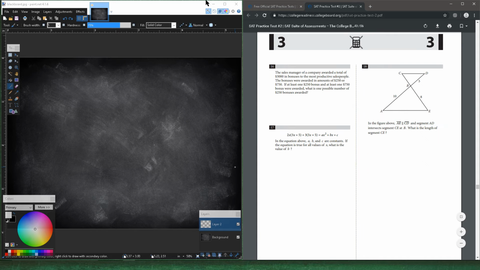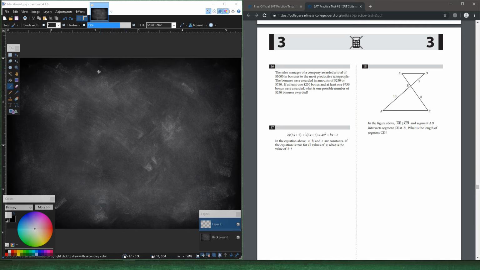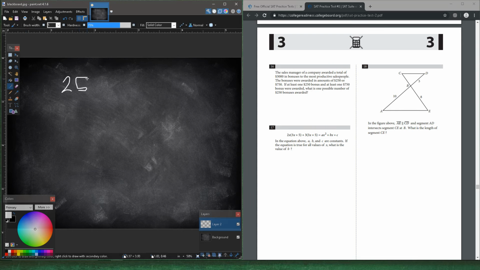Question 16. The sales manager of a company is awarded a total of $3,000 in bonuses to the most productive salespeople. If the bonuses were awarded in amounts of 250 or 750, and at least one 250 and at least one 750 were awarded, what's one possible number of 250 bonuses awarded? So let's write the system first. Let's say the number of people that got 250 is x, and the number that got 750 is y. So that makes $3,000 in total.